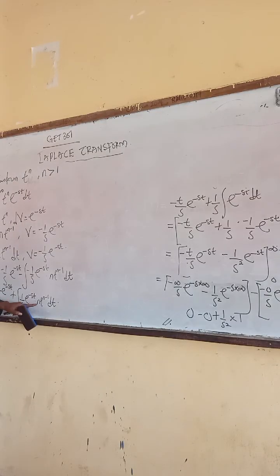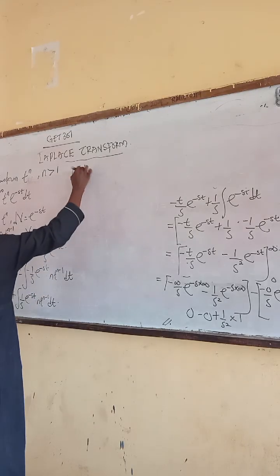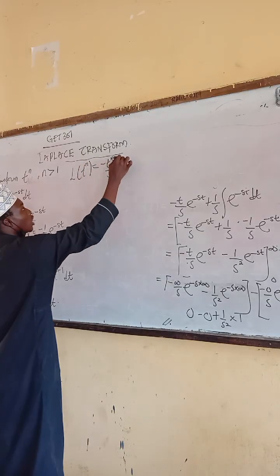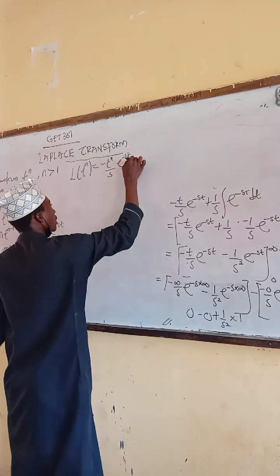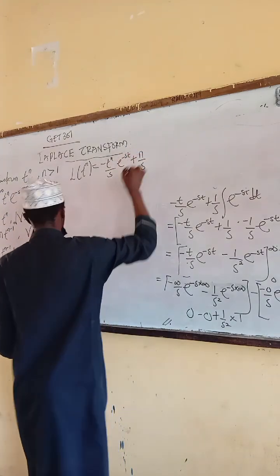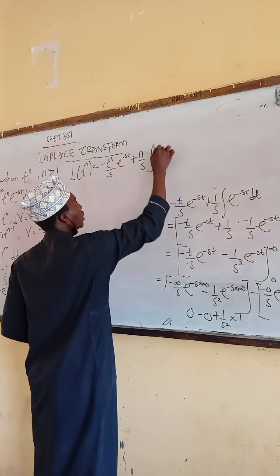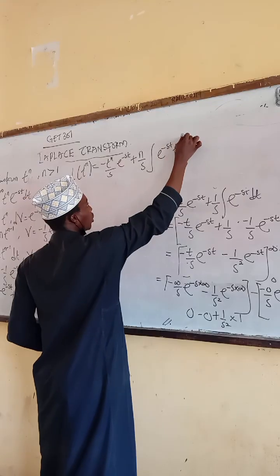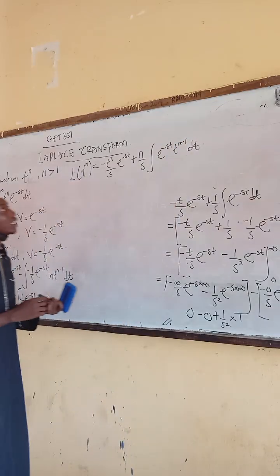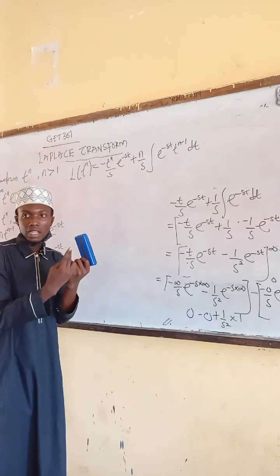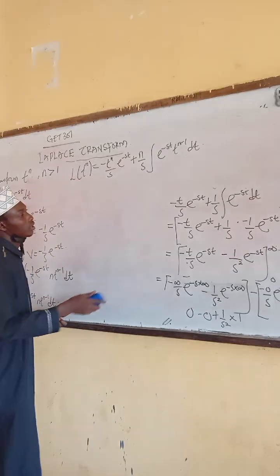You know that this n, I can take it out. This n and 1 over s, I can take both of them out. I can have something like this: the Laplace of t raised to power n equals minus t raised to power n over s, exponential minus st, plus n over s, integral of exponential minus st t raised to power n minus 1 dt. You can see that at this point, you still have two functions multiplying each other, so we are going to use integration by parts again.